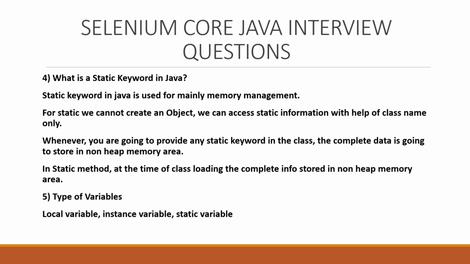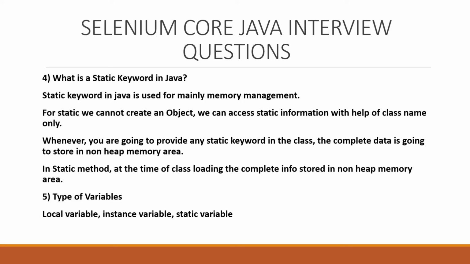Okay, so next question is what are all the different types of variables we can have. That is local variable, instance variable and static variable. What is local variable here? A variable that is restricted to only one method, it does not have any access outside of that method, that is called a local variable.